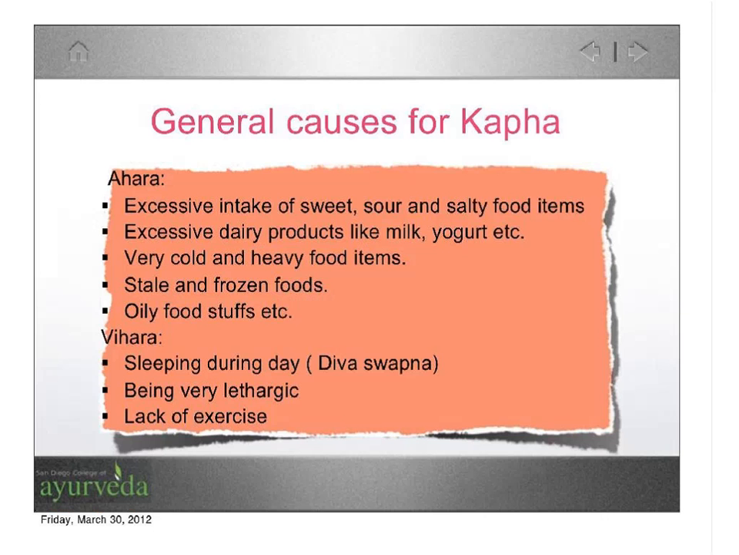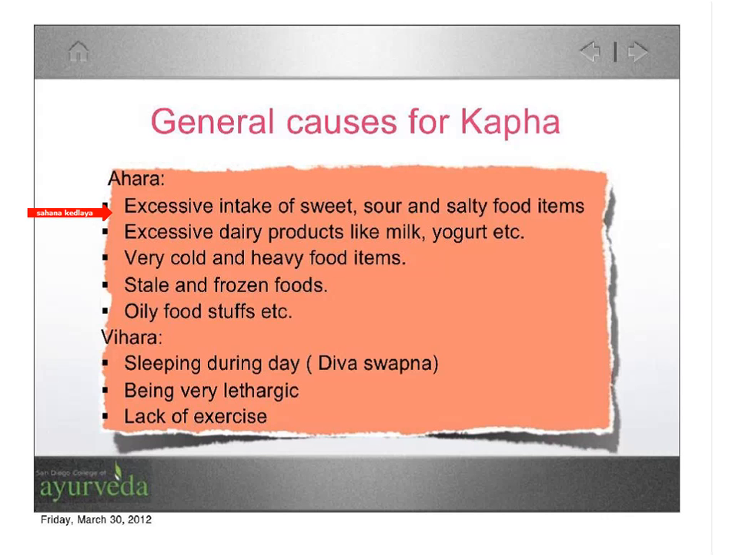Then we'll see the general causes for kapha imbalance. They can be divided into two categories: ahara and vihara. Ahara is the food habits which cause the imbalance of kapha, and viharas are the lifestyles or the activities of the person which cause the imbalance of kapha.